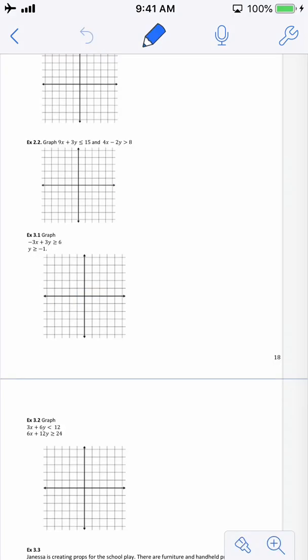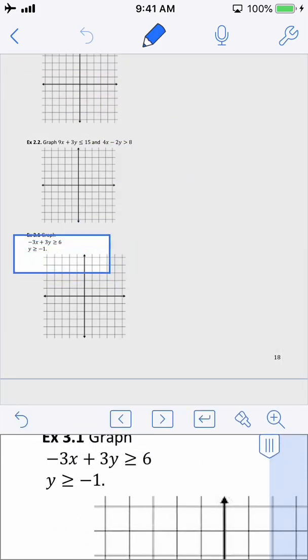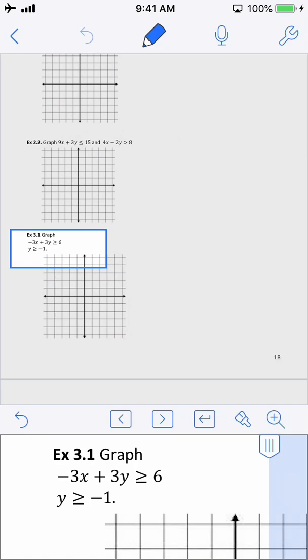Okay, so I had to restart the video from here because I ended up changing the last two problems, and I wanted to make sure you got the right one. So we're going to start on 3.1 here. This one is a little different than the ones we've seen in the past. Not too different, though. So we're going to graph these just kind of the same way.